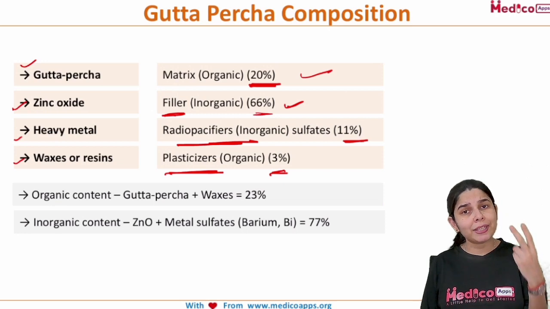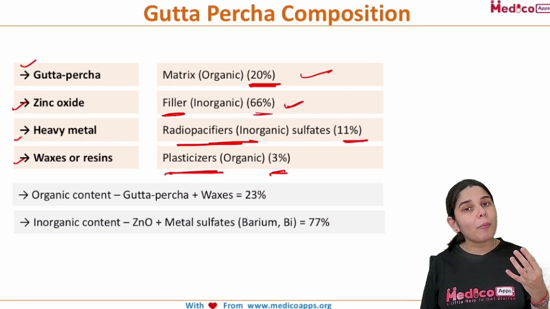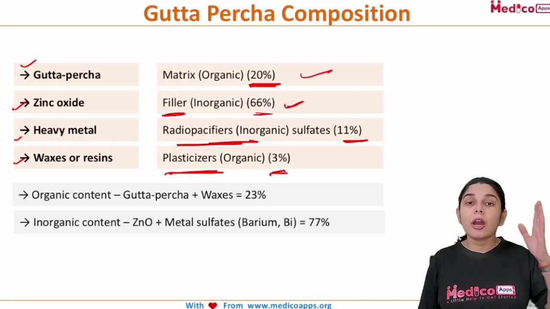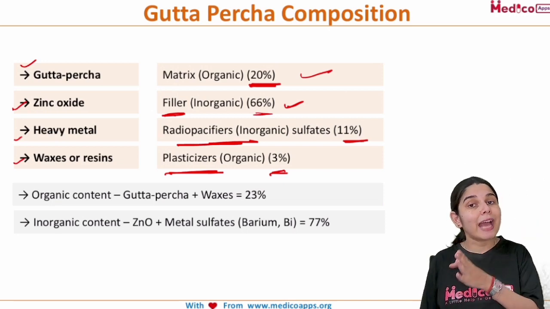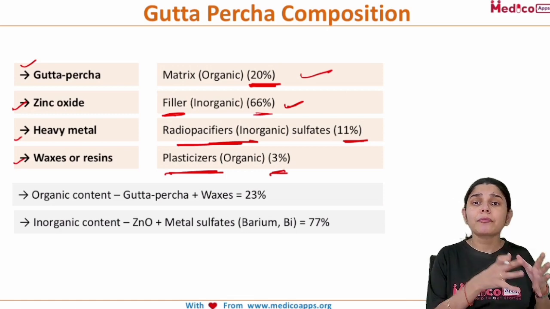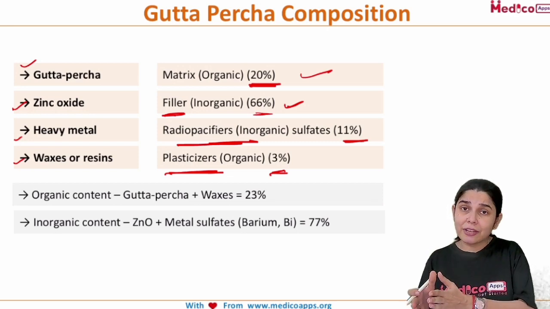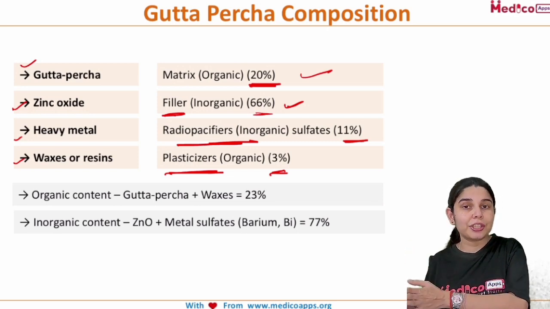The second component is the zinc oxide. Third component is the heavy metals. And fourth component is the waxes or resins. Now what does Gutta-percha do? It acts as a matrix, and how much quantity is present? 20%. The second one is the zinc oxide. What does it do? It acts as a filler. And how much quantity? 66%.